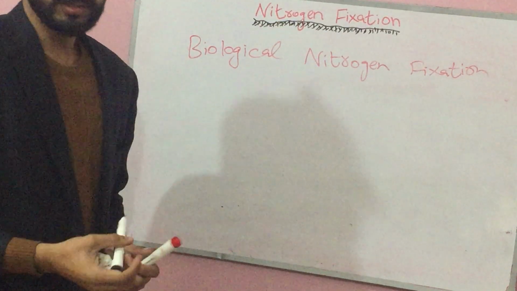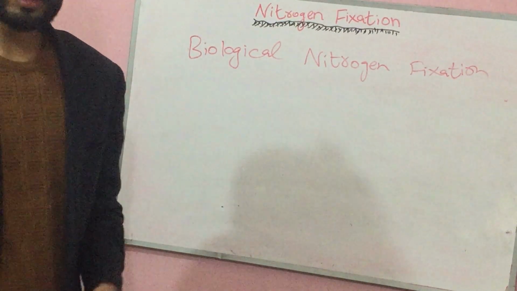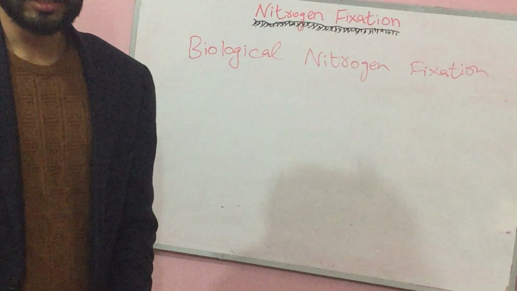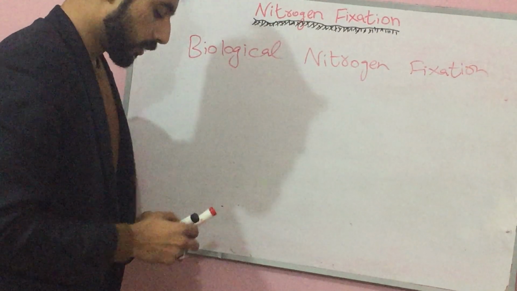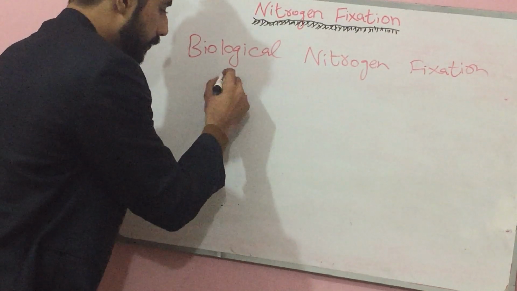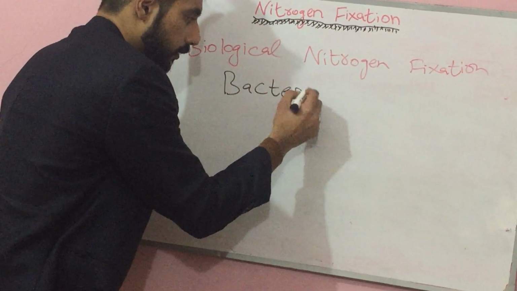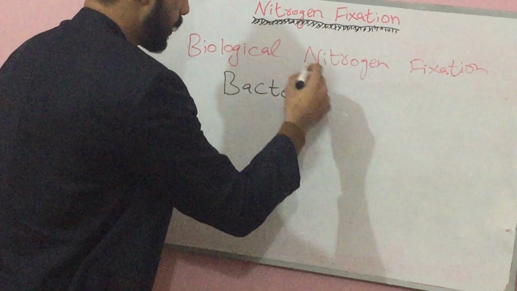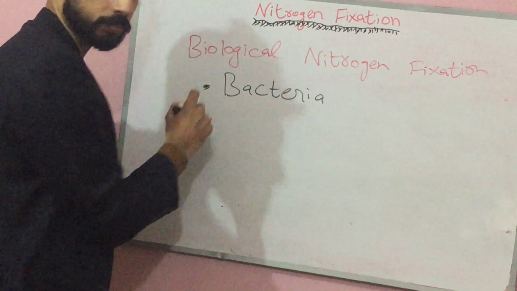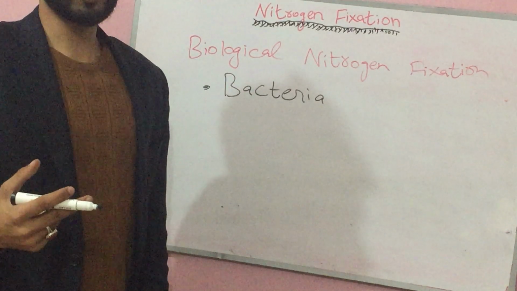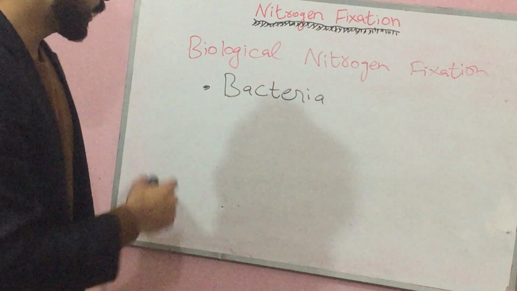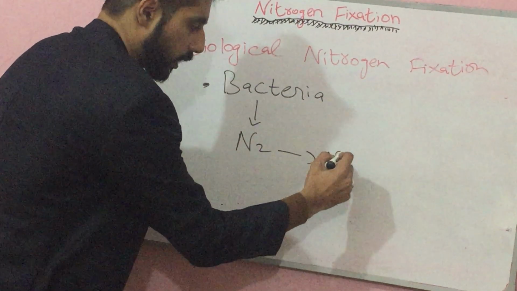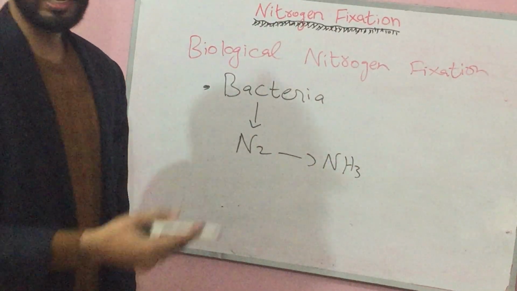Biological nitrogen fixation is a type of nitrogen fixation which is carried out by bacteria. This is nitrogen fixation carried out by bacteria, so it is known as biological nitrogen fixation. These bacteria convert nitrogen into ammonia or nitrates.